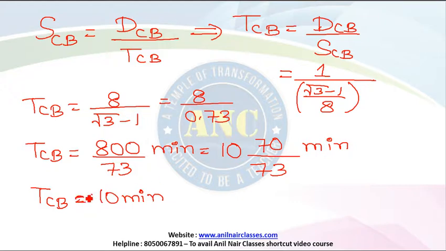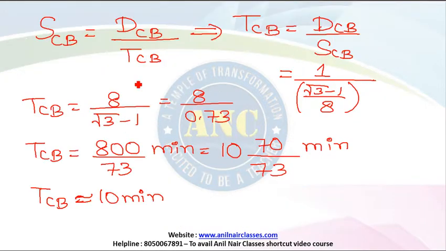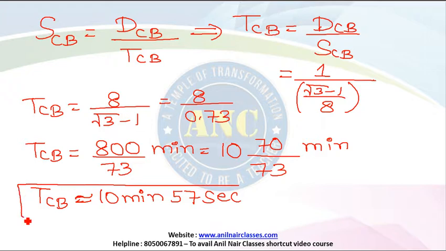From the answer options also you can check. There is only one option which is having 10 minutes, so that should be the answer anyway. So 70 by 73 into 60 seconds can be written as approximately 57 seconds. The answer for this beautiful question is 10 minutes and 57 seconds.